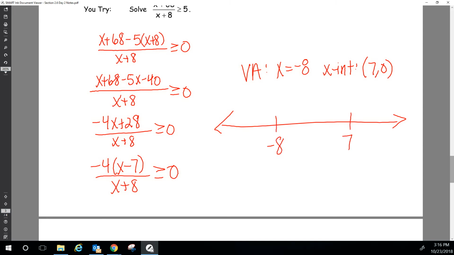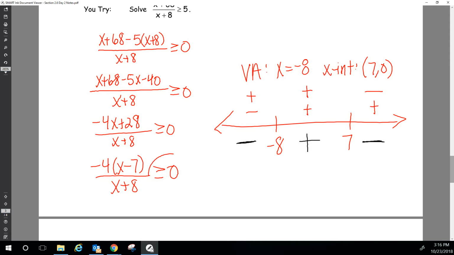Plugging in something less than negative 8, so negative 9. Negative 9 minus 7 is negative, times negative would be positive. Negative 9 plus 8 is negative. Positive divided by negative is negative. Between negative 8 and 7 is 0. 0 minus 7 is negative times negative is positive on top. 0 plus 8 is positive on bottom. Positive divided by positive is positive. And then bigger than 7, 8 minus 7 is positive times negative is negative on top. 8 plus 8 is 16 positive. Negative divided by positive is negative.